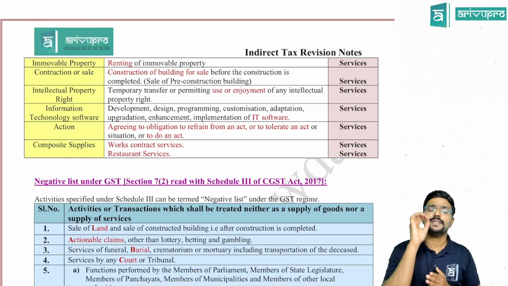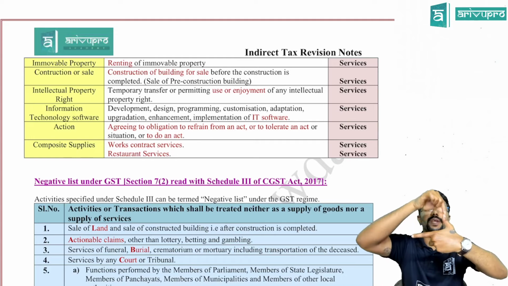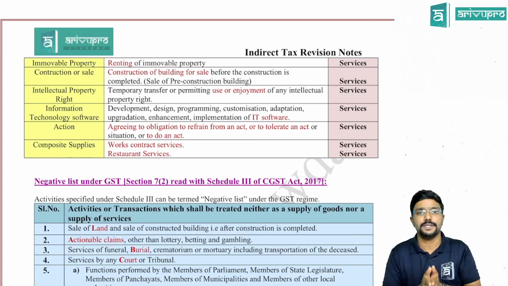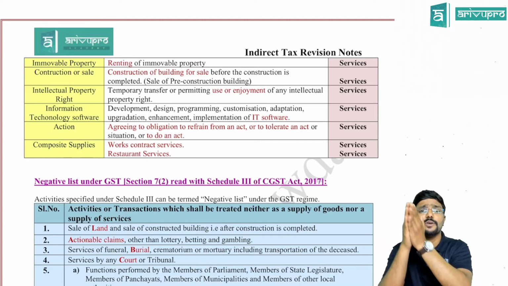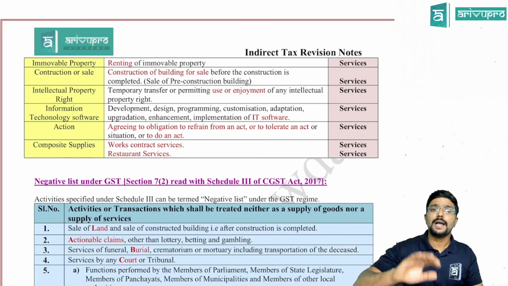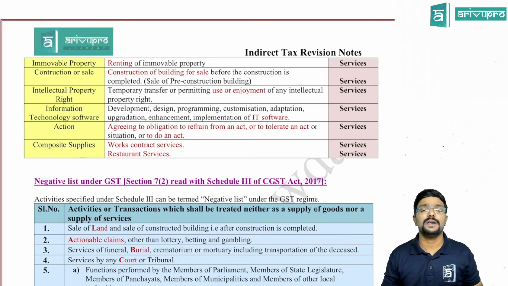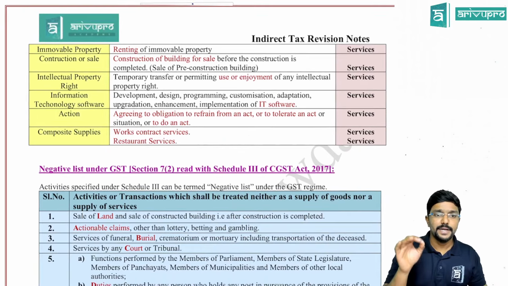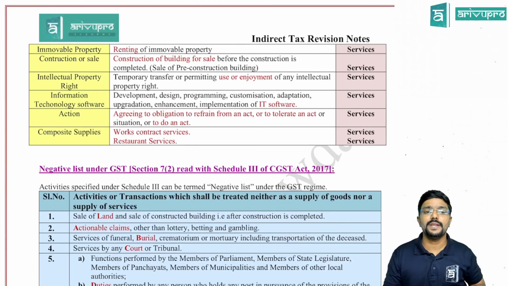Sir, when is the construction said to be completed? Earlier of 2 dates. What are those? Date of obtaining the completion certificate or the date of first occupation, whichever is earlier. If part of the consideration or full consideration is received before this date, it is considered as sale of pre-construction building. If entire consideration is received after this date, then we will call it sale of constructed building.